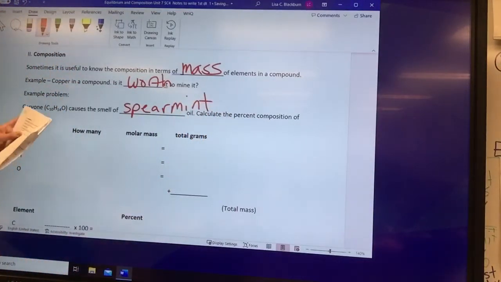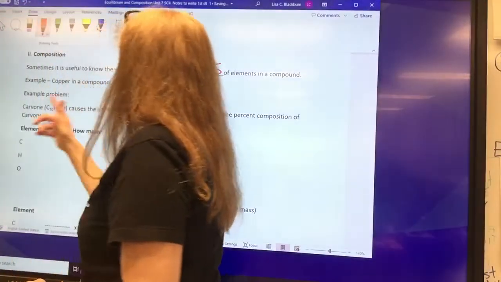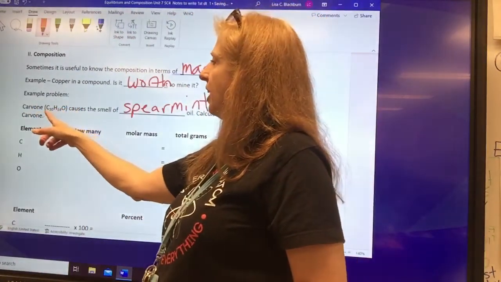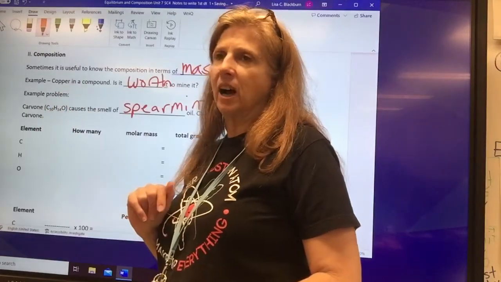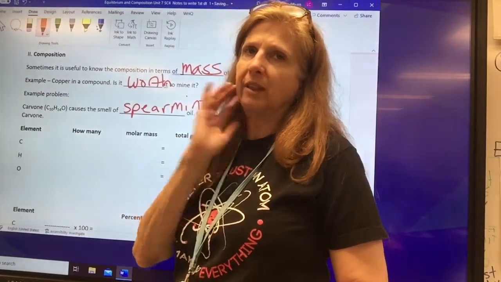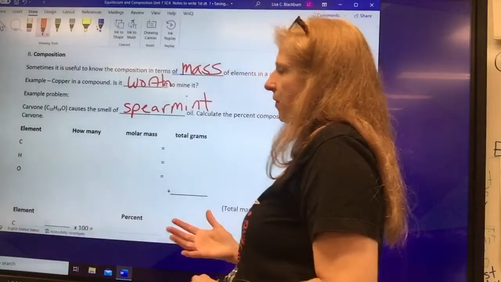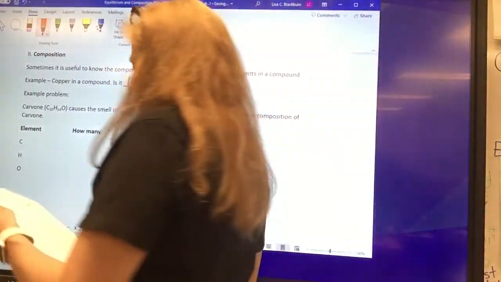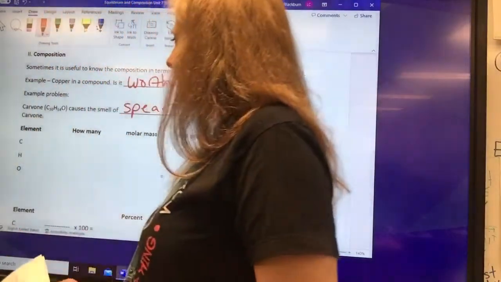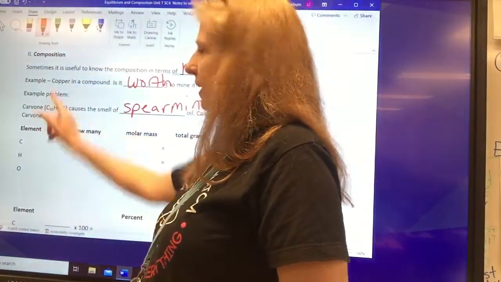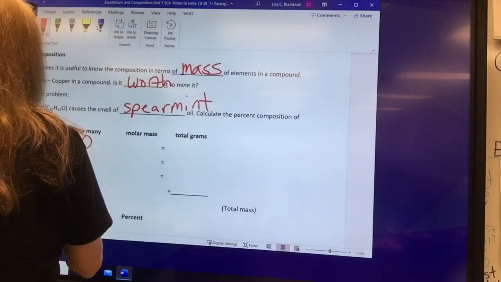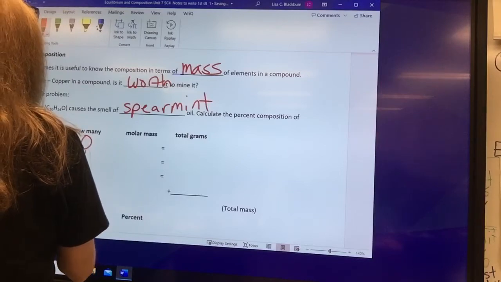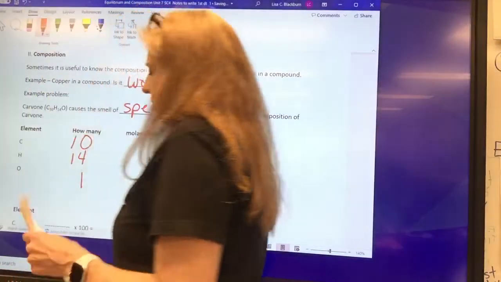Calculate the percent composition of carvone. Okay, so what we want to know is in this chemical, what percent of it is carbon, what percent of it is hydrogen, what percent of it is oxygen. You understand the problem? Okay, this is how we do it. This is another math problem. On the test, you'll be doing this just math straight out. Okay, so you list the elements, then you write down how many you have of each one. How many carbons do we have? 10. How many hydrogens do we have? 14. How many oxygens do we have? 1.